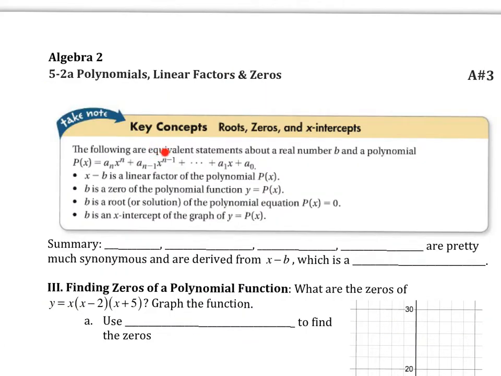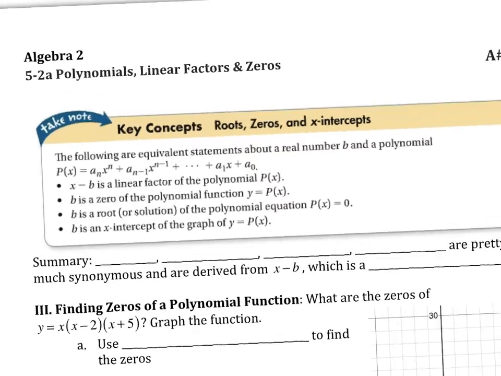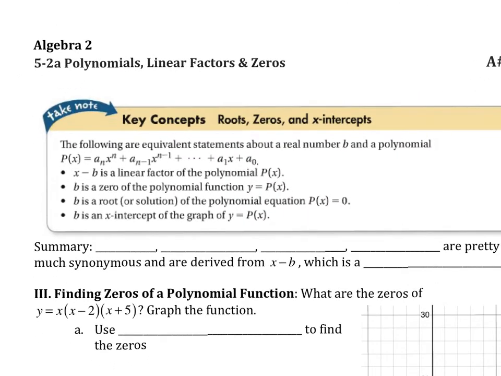The first concept, read with me, as we look at a key concept about roots, zeros, and x-intercepts. In fact, this is review based on stuff that we did with quadratics. So, let's read through it. The following are equivalent statements about a real number b and a polynomial p of x. A sub n, x to the n, plus a sub n minus 1 times x to the n minus 1, plus dot, dot, dot, and it follows that pattern all the way.